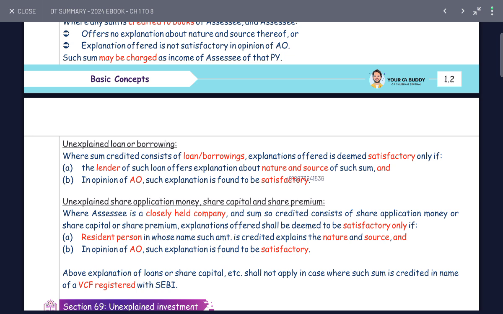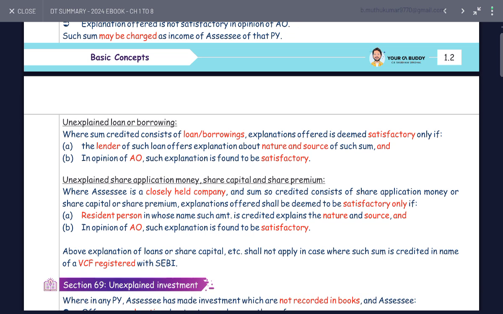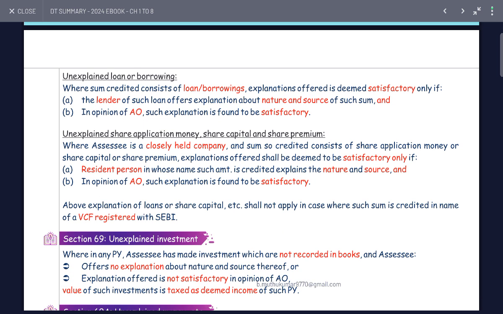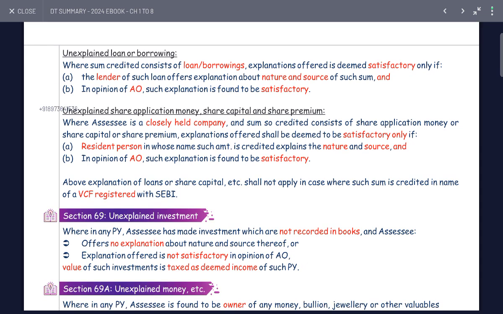Unexplained loan and borrowing: where the sum credited consists of loan and borrowing, the explanation is deemed satisfactory only if the lender of such a loan explains the nature and source of the sum, and in the opinion of the AO such explanation is found to be satisfactory.